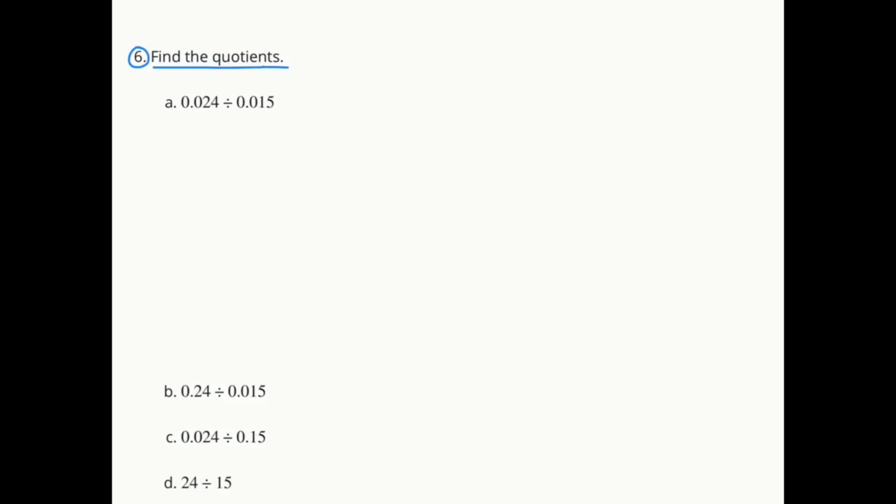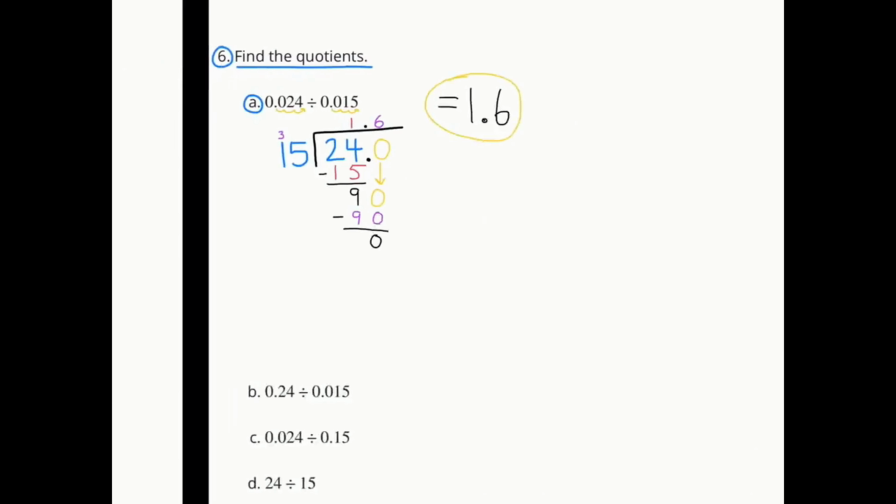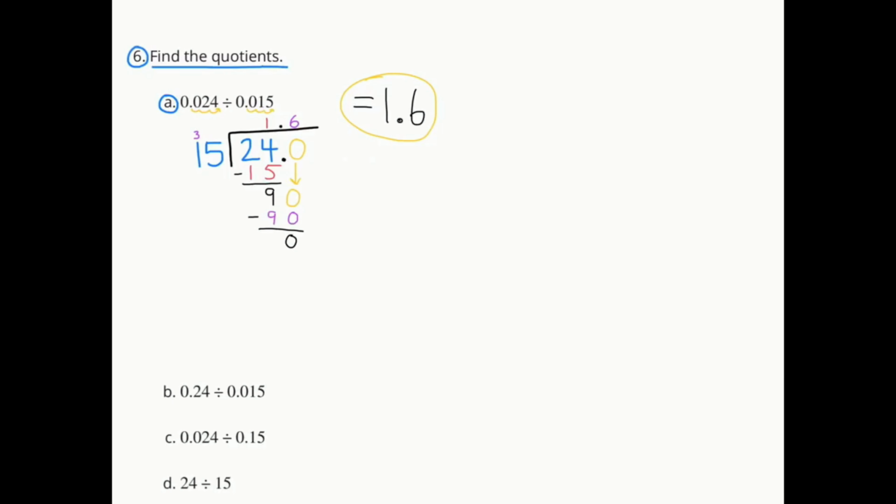Number 6. Find the quotients. A. 24 thousandths divided by 15 thousandths. 24 thousandths divided by 15 thousandths is the same as 24 divided by 15, and 24 divided by 15 is 1 6/10.